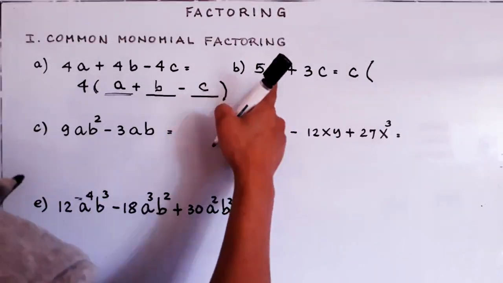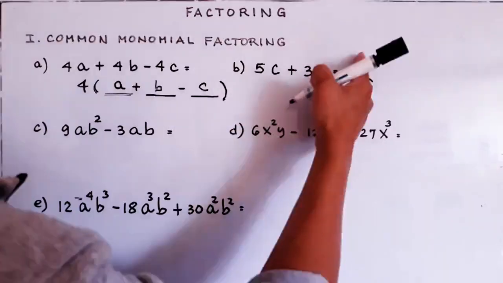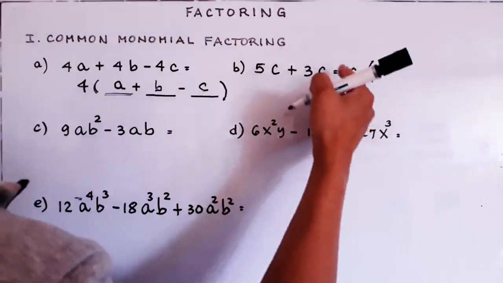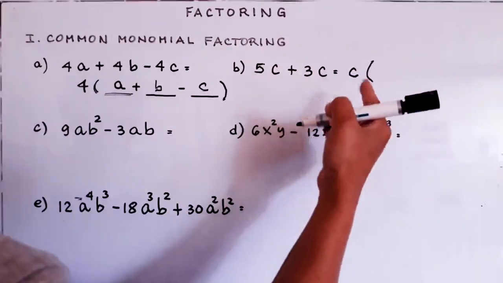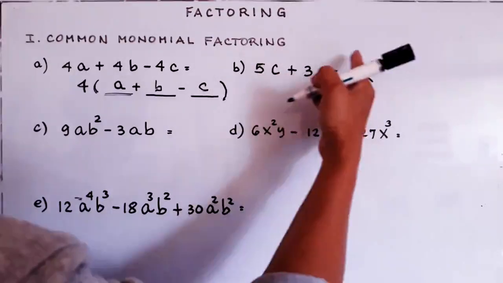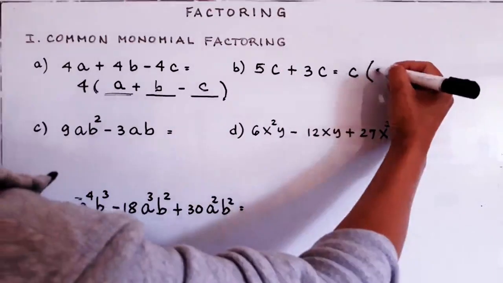So 5C divided by C. C over C, 1 minus 1, 0. C to the 0 is 1. Or we simply cancel the C. So what remains is the 5 here.